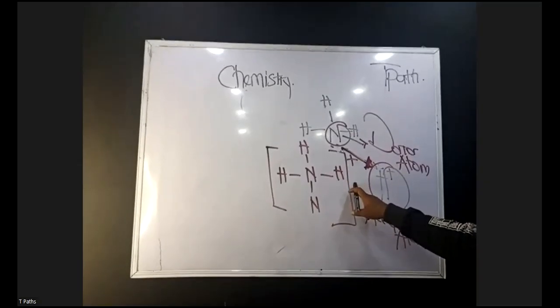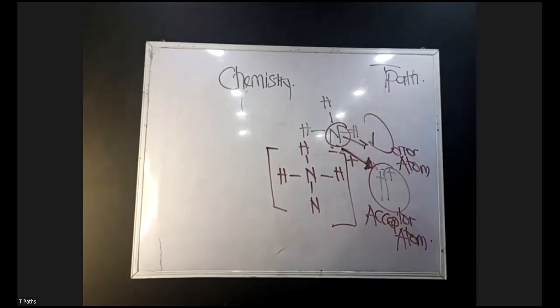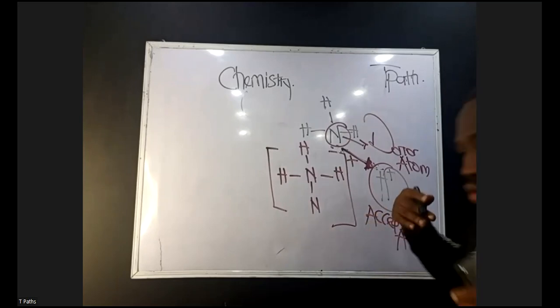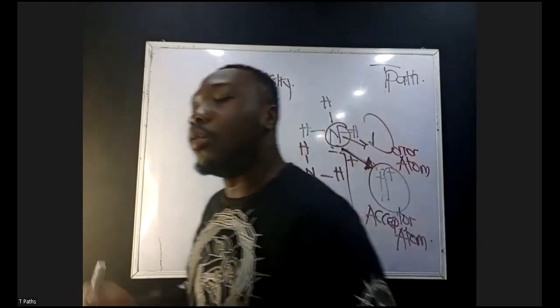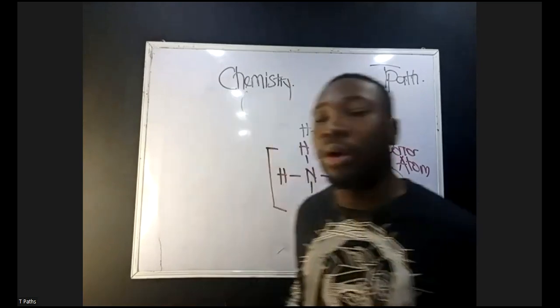So the NH3 here, the lone pair, is called the donor. This is called the acceptor atom. And that is what happens in the formation of the ammonium ion. Now, we have built the foundation here. We've talked about bonding: ionic bonding, covalent bonding, and dative bonding.